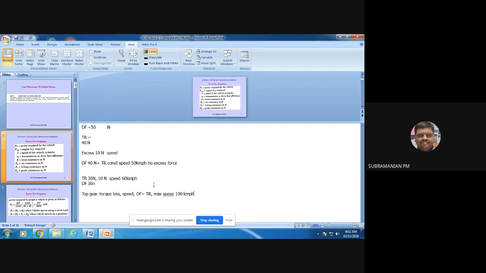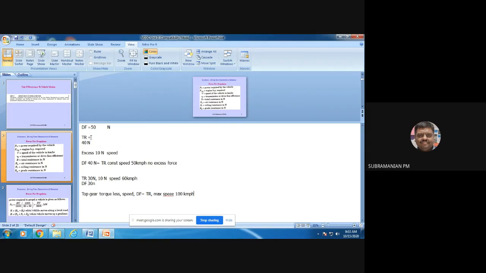Again, I have to switch over my gear so that I can increase my torque. I can increase my driving force to overcome the total resistance. So like this, I will be varying my driving force based on the total resistance. This will be done by the gearbox. Engine power is constant. We can't vary engine power. We have a gearbox, no? By the gearbox only we are providing this variation.